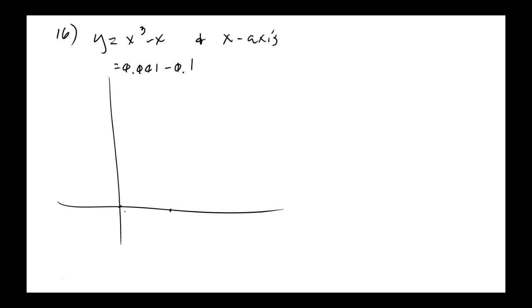Is there another hump on it? So maybe. Well, let's see. Let's do a y prime. Why not? And that would be 3x squared minus 1. Okay. Where is that 0?